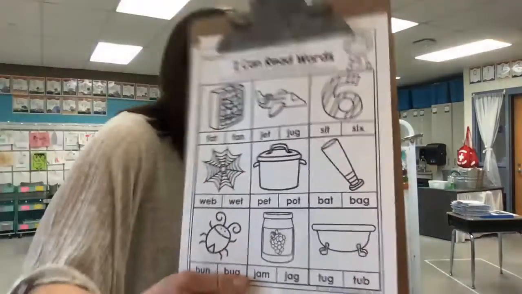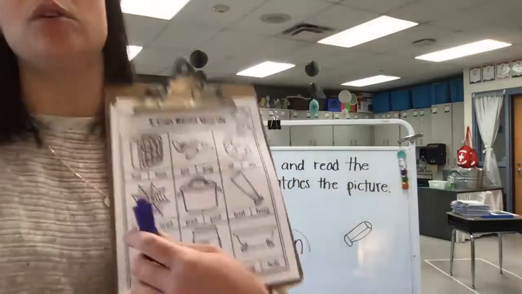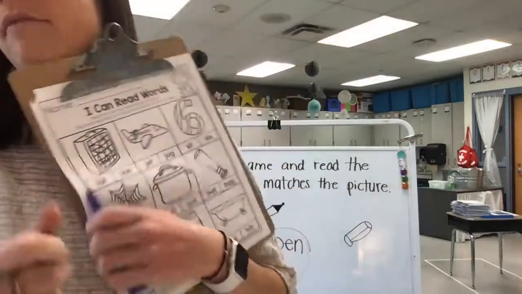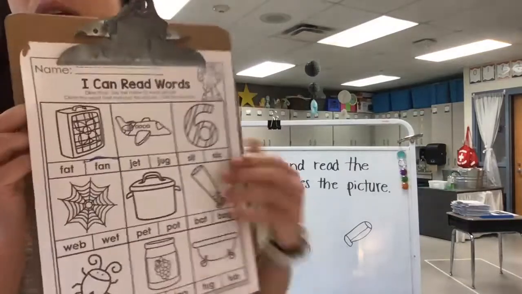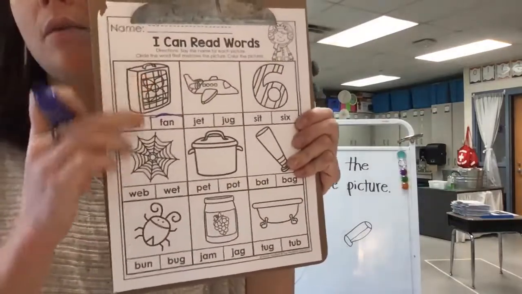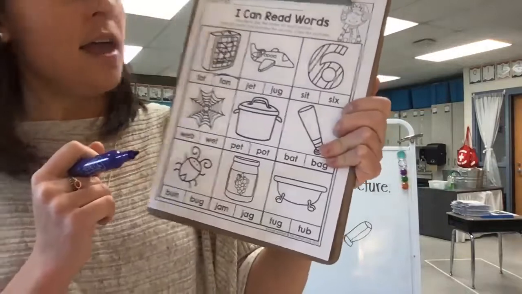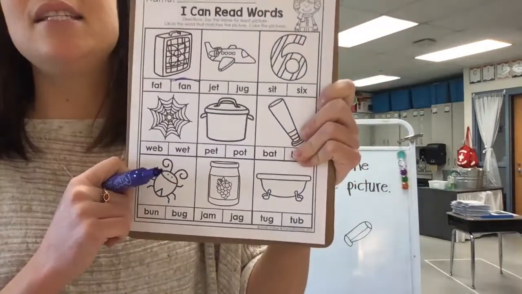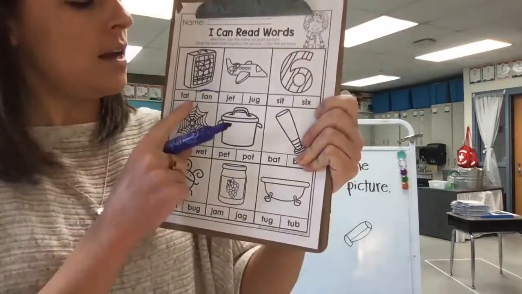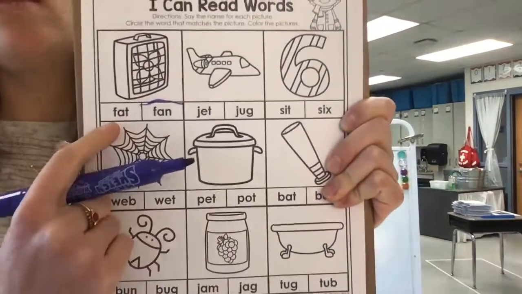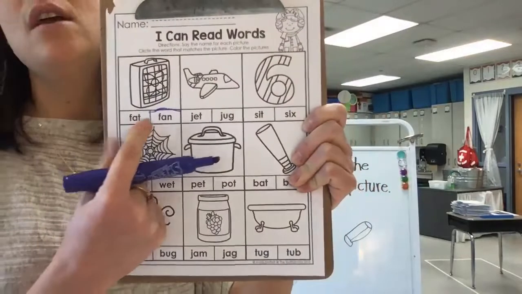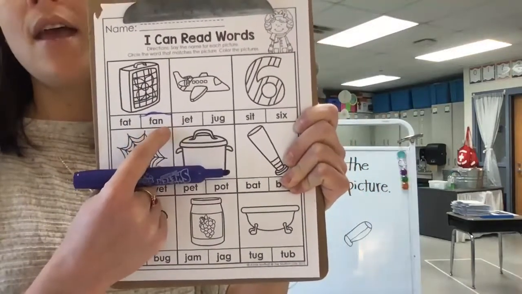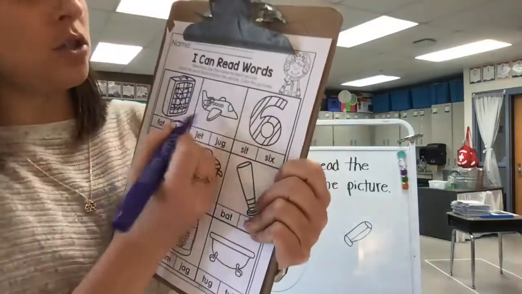F-A-N. So this is where we're going to use our pencil to circle in case we need to erase so we don't have marks all over our paper. So in our picture, we have fan. Now we just stretched out fan. And we see fan is F-A-N. So is my first word the match? F-A-T. Oh, no, that doesn't match. Is the second word F-A-N? Yes. So I'm going to circle it.